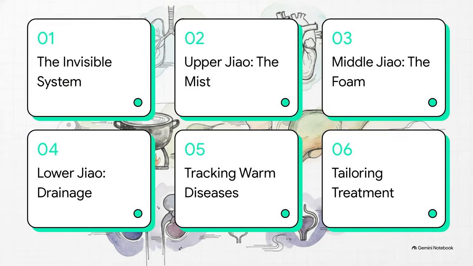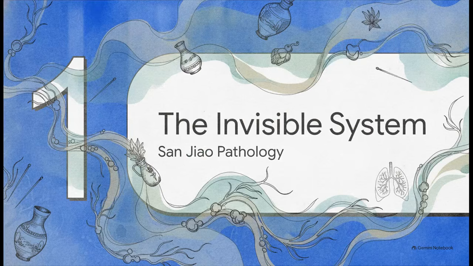To really grasp how all this works, our roadmap for today covers the invisible system, the Upper Jiao mist, the Middle Jiao foam, the Lower Jiao drainage ditch, tracking warm diseases, and finally, tailoring the treatment. Okay, Section 1. Let's lay down the groundwork for the invisible system and San Jiao pathology.